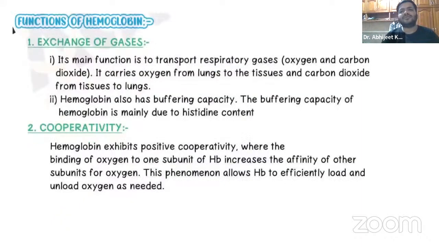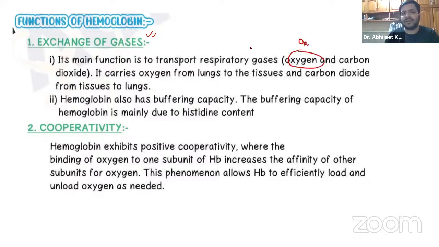Coming on to the functions of the hemoglobin, again, this is a fact-based question, guys. You already know from class 12 that it helps in the exchange of gases, right? Hemoglobin. The main function is to transport which gas? That is oxygen, guys, right?